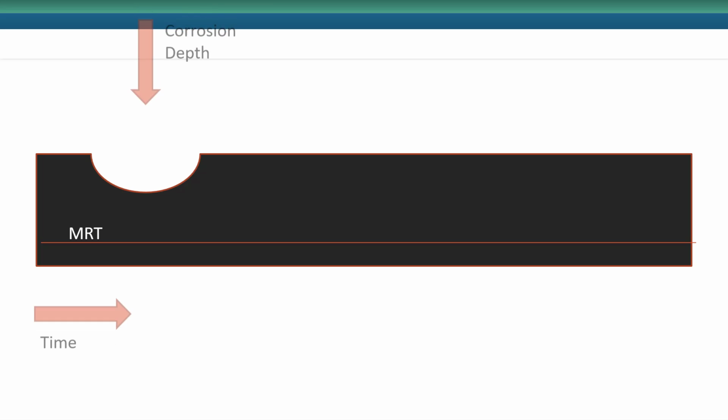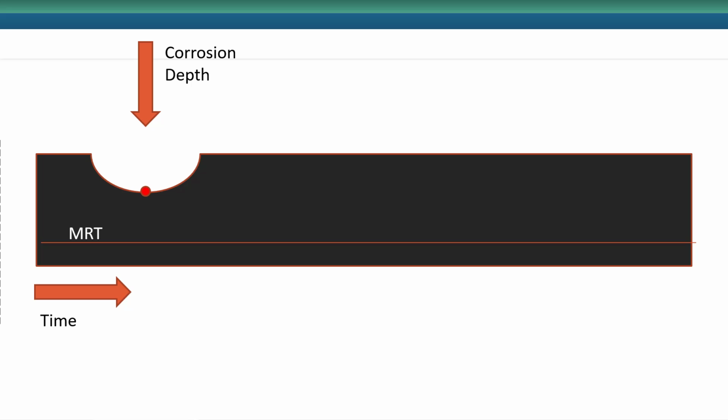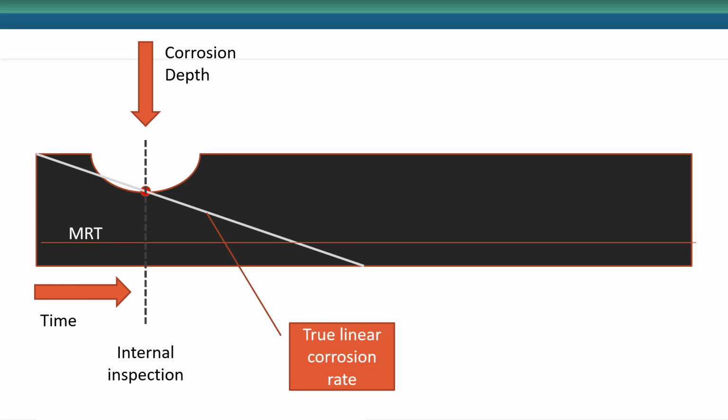For the sake of argument, we'll only look at the internal pitting, but the same arguments apply to soil side pitting. At the time of the internal inspection, the deepest corrosion is measured and the time in service is known. This can be used to compute the linear corrosion rate by taking the depth in mils divided by the years in service to get mils per year as a corrosion rate. Notice that the slope represents the corrosion rate.